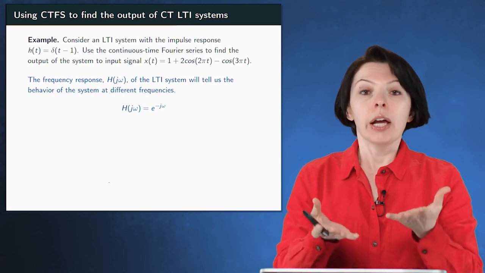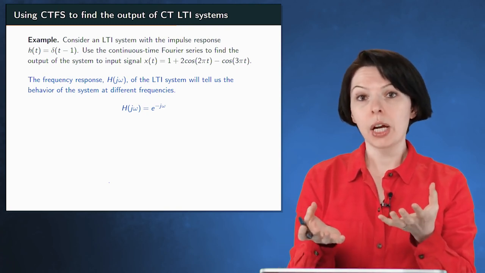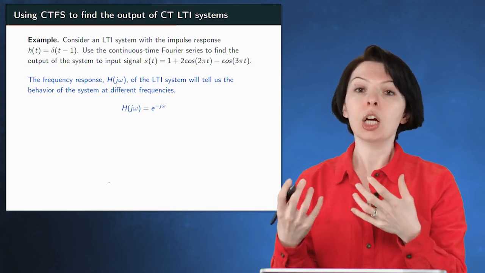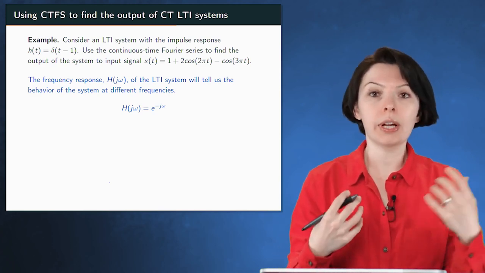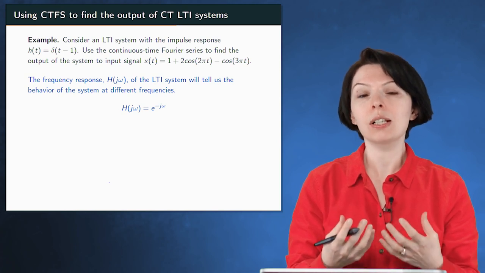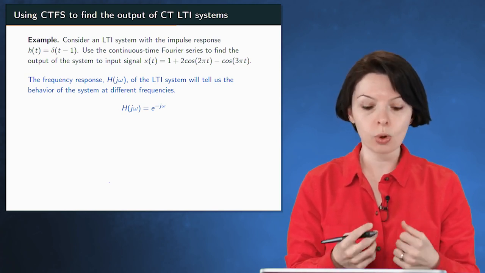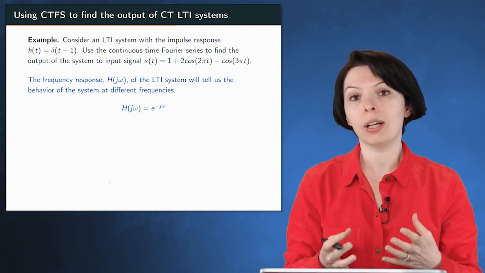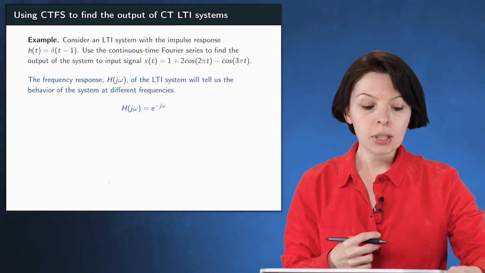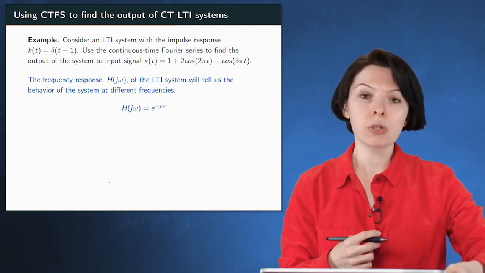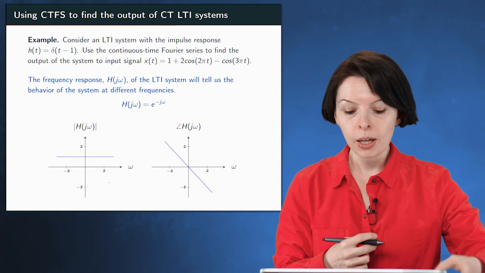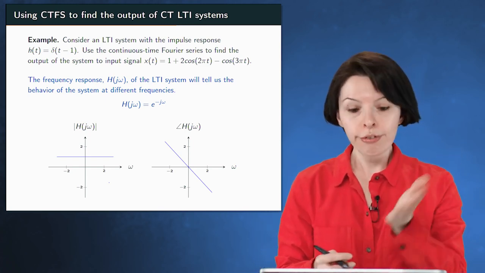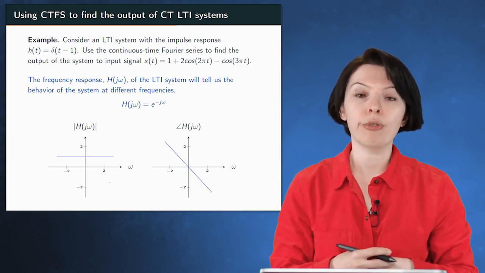Okay, so H of j omega, or the frequency response of an LTI system, tells you the behavior of the system for every frequency component that you might have in your x of t. It tells us the behavior of the system in the frequency domain. All right, so this function is a complex valued function. That means I can find the magnitude and phase of this function for every frequency value. And if you do that, you're going to see that the magnitude of H of j omega is equal to 1, and the phase has a linear relationship with omega.